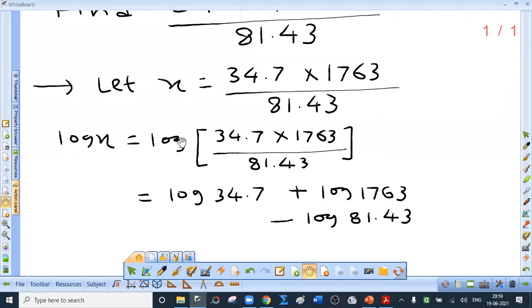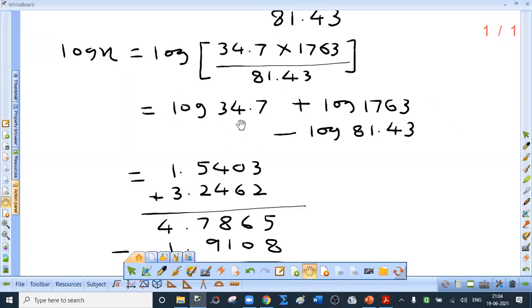But this is a product. So what is log mn? If I say this is m, this is n. What is log mn? Log m plus log n. So effectively, what is log x? Log 34.7 plus log 1763 minus log 81.43. First add these two log values, and from the addition subtract this log value. So tell me what is the final value of log x.